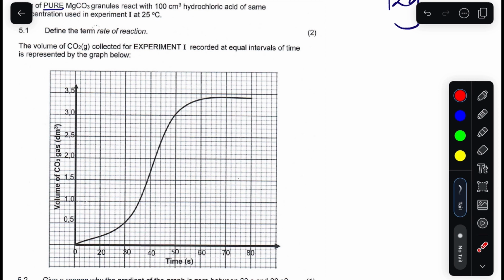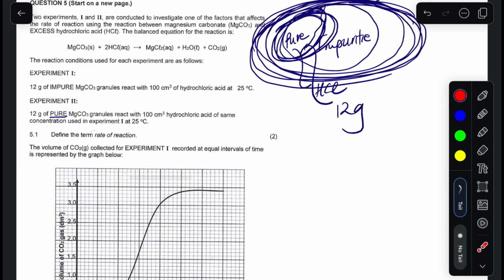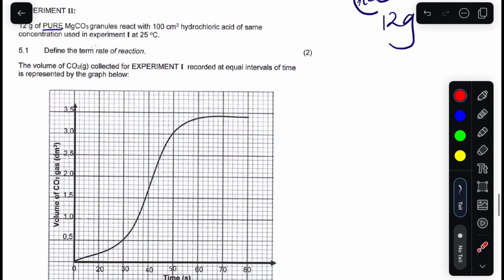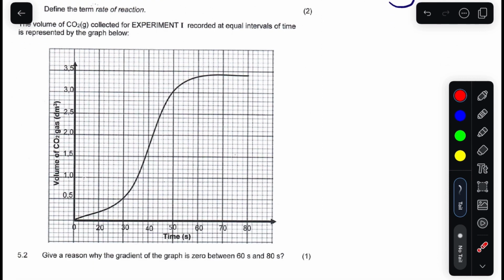So our dependent variable is the volume of gas, and time is here. Now, if you look at this graph, at 0 time, no gas is produced. As the time progresses, the rate at which the gas is produced increases, and then it slows down, and then it reaches completion there. So this graph is a graph of production of the carbon dioxide, right? Yeah.